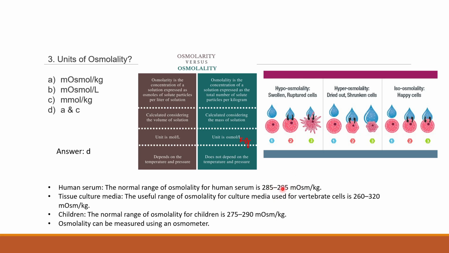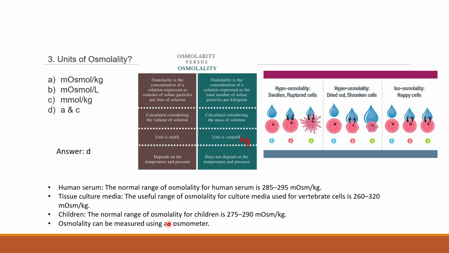If there is any change in your sodium levels or some other ion levels, then your hypothalamus will get a signal to release more of your water content or send the water content to maintain the balance wherever there are higher salts. So now in your tissue culture media, the useful range of osmolality for cell culture media used for vertebrate cells is 260 to 320 osmol per kg.